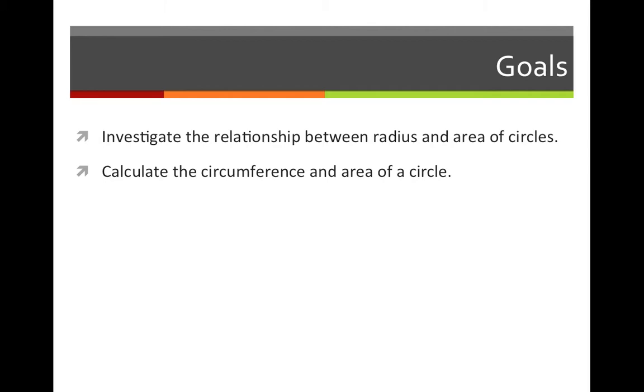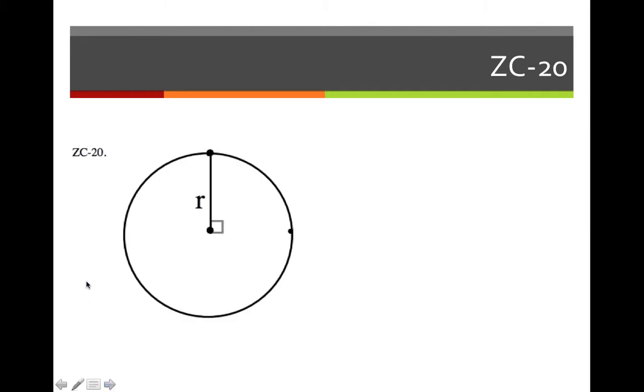Now that you're ready to get started and have all your materials, today we have 2 goals. The first one is to investigate the relationship between radius and area of circles, and to calculate the circumference and area of a circle. You should have a half sheet, and we're going to look at ZC20 first.